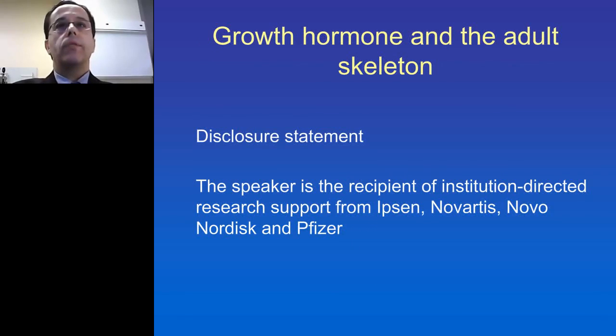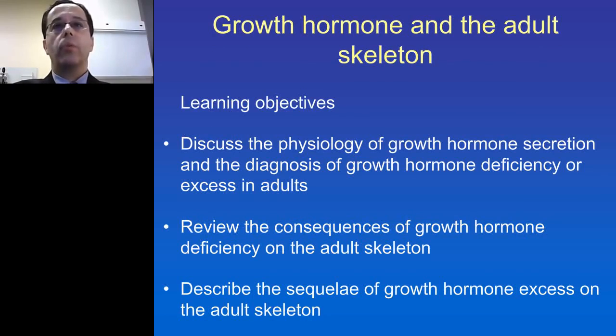The objectives for this presentation are to discuss the physiology of growth hormone secretion and the diagnosis of growth hormone deficiency or excess in adults, review the consequences of growth hormone deficiency for the adult skeleton, and describe the sequelae of growth hormone excess on the adult skeleton.